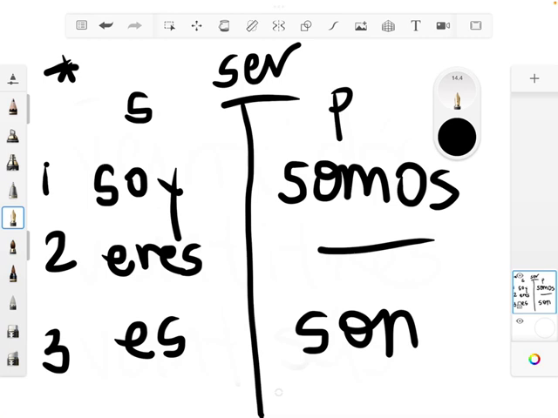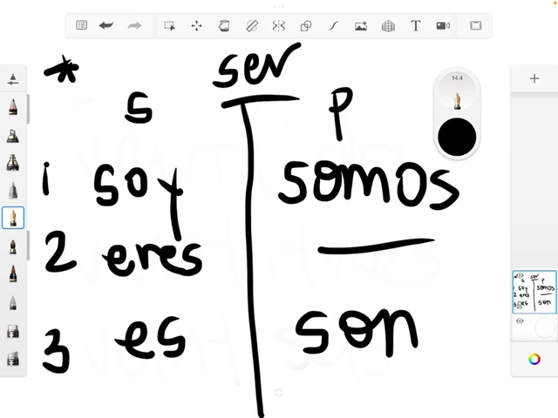We're also going to use ser to talk about someone's occupation. So, what someone does for a living, what they are. So, Jimena es estudiante. Isabel es profesora. We also use ser to express origin.